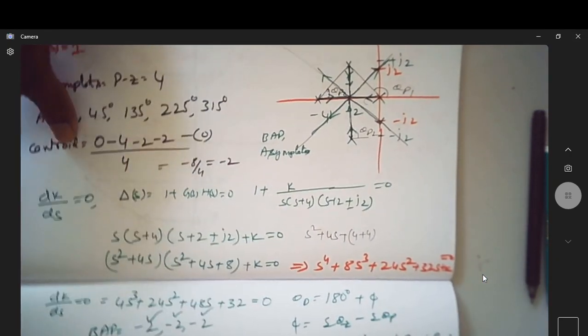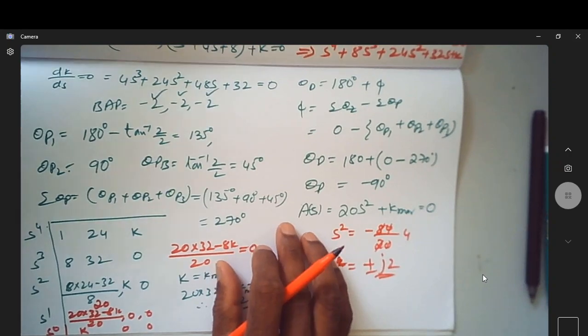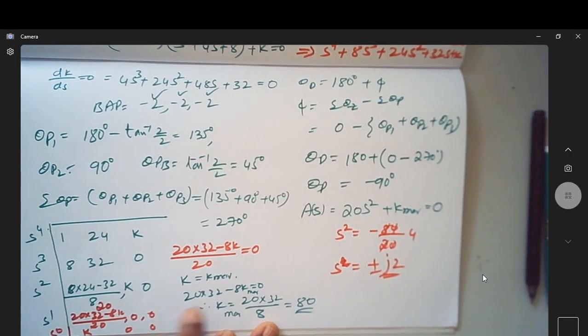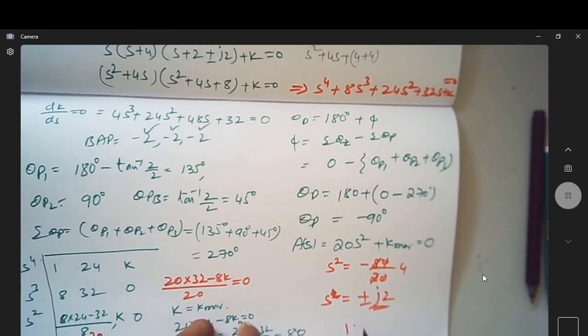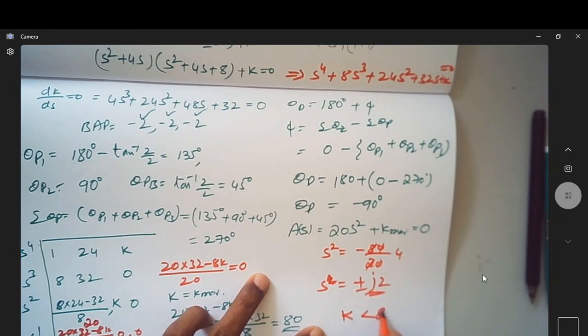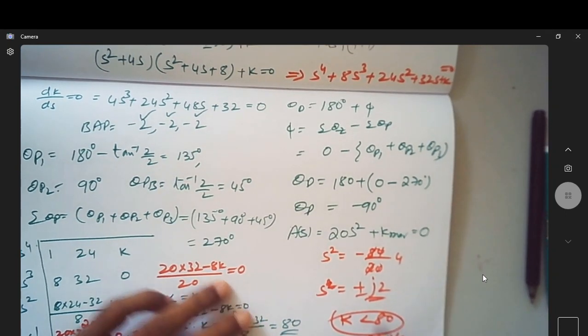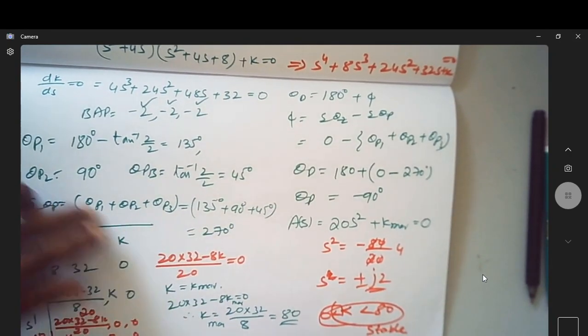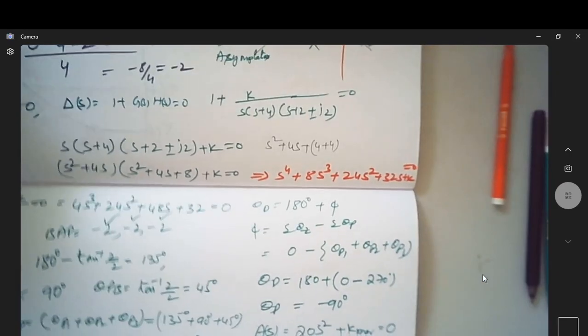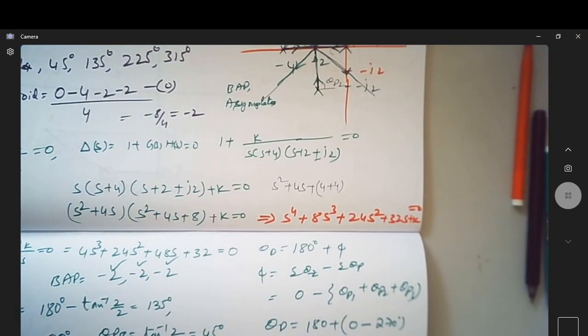So what is the system stability? The system is conditionally stable for values of k. If the value of k is more than 80, the system is unstable because two roots go to the right side. If the value of k is less than 80, then the system is stable. So for values of k between 0 and 80, the system is stable. Let me show you this in 20-sim.